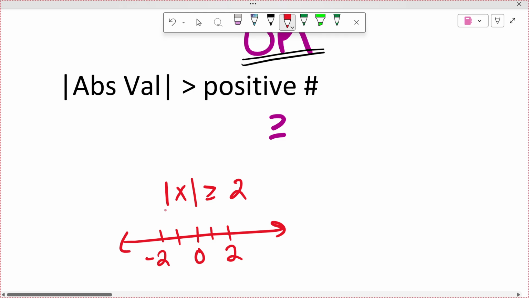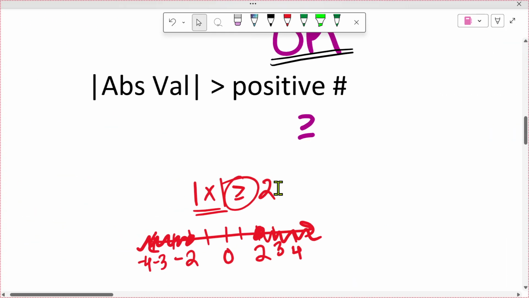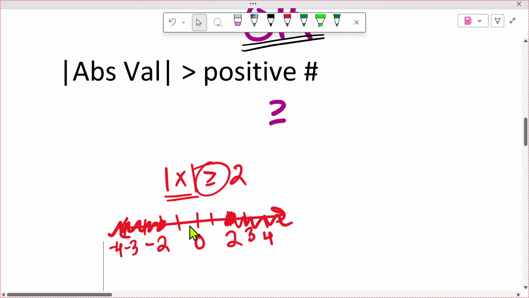But again, I'm saying I want that distance to be greater than 2. I want to be further than 2 away from 0. So that would be numbers like 3 and 4, so I would shade this. And over here, that'd be numbers like -3 and -4, so that would be these numbers down here. And if you look at this graph, this is an OR graph, right? I have greater than or equal to 2 or less than or equal to -2.